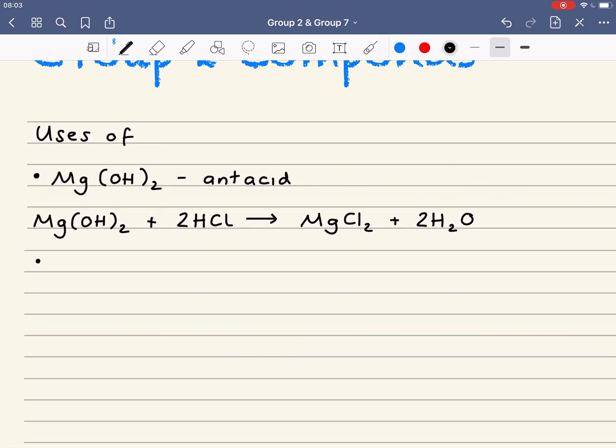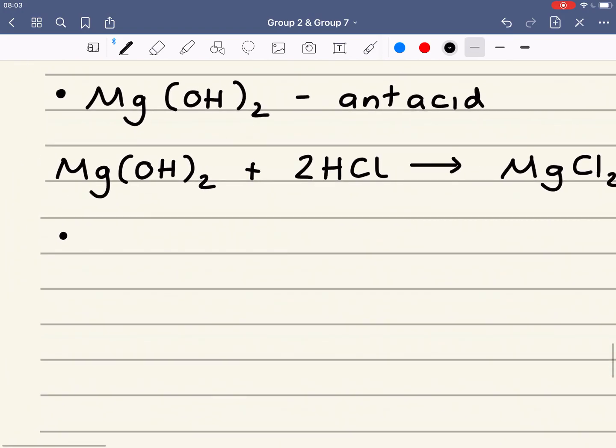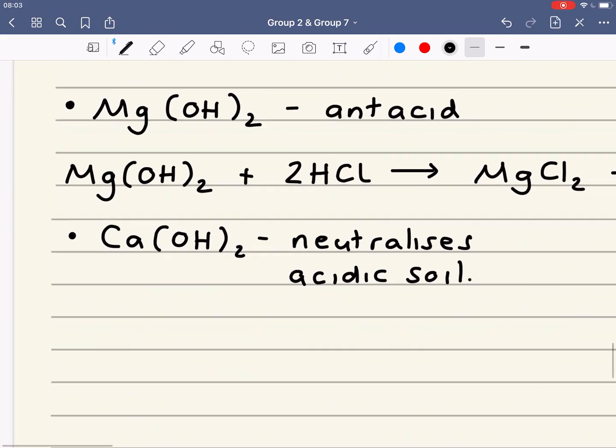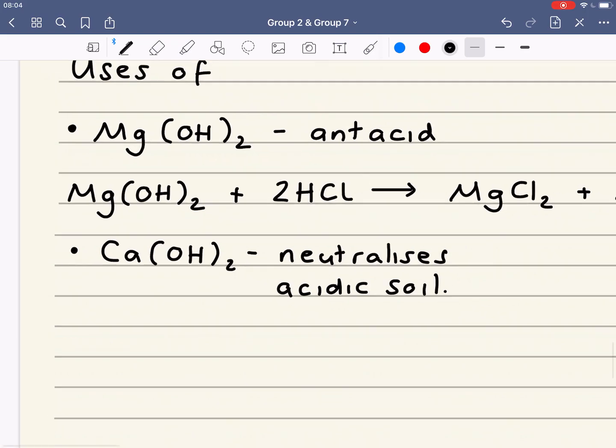The next we need to look at is calcium hydroxide, and again, as with magnesium hydroxide, it relies on the fact that it's a base and it neutralises acidic soil. So if your soil's too acidic for your crops to grow, put some calcium hydroxide down, neutralises the soil, means your crops have got a better pH in which to grow.